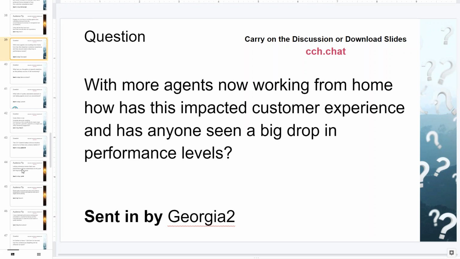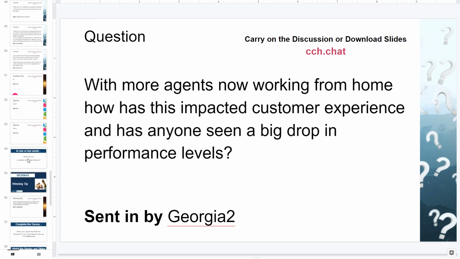Absolutely. And the reality is, when it comes to working from home, some agents will thrive in it, and you're going to have agents that really struggle with it. And that's just the reality. And so you have to be able to discern who is who and manage that expectation.